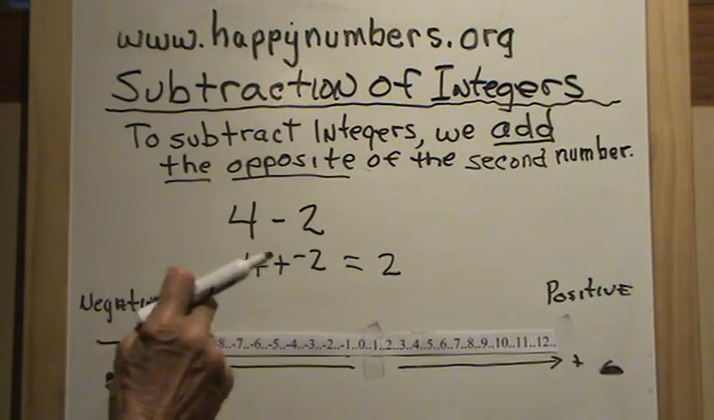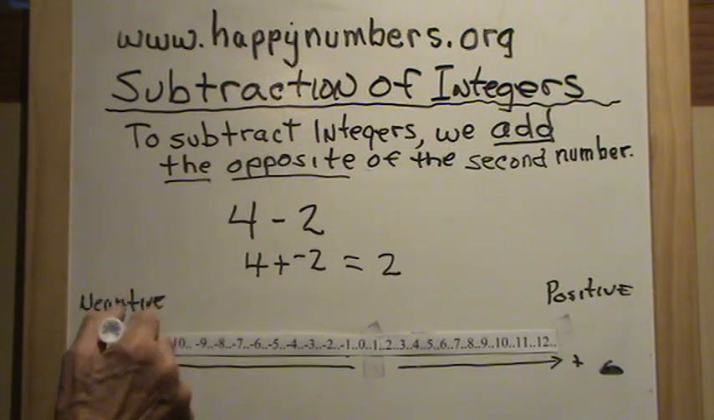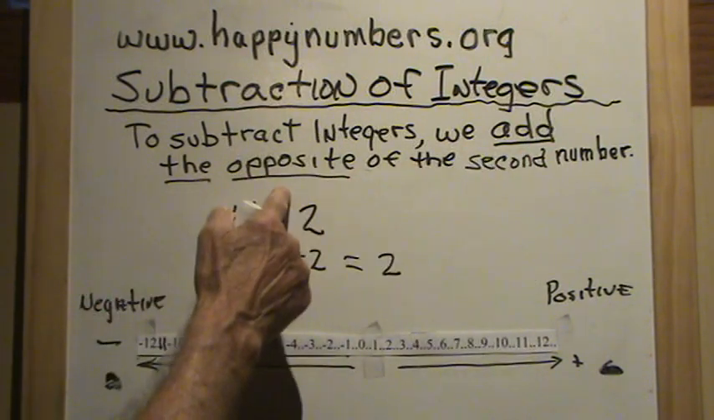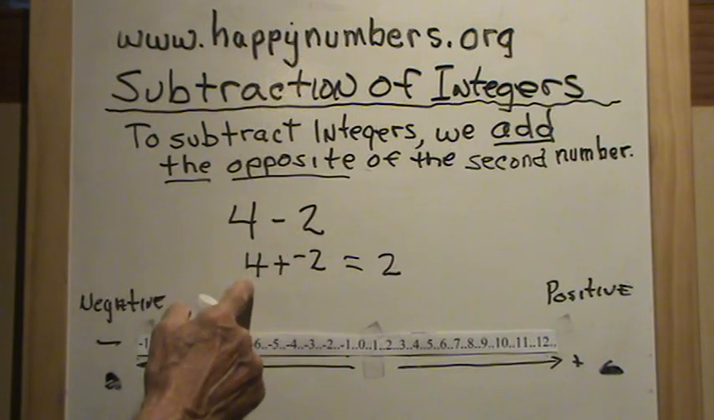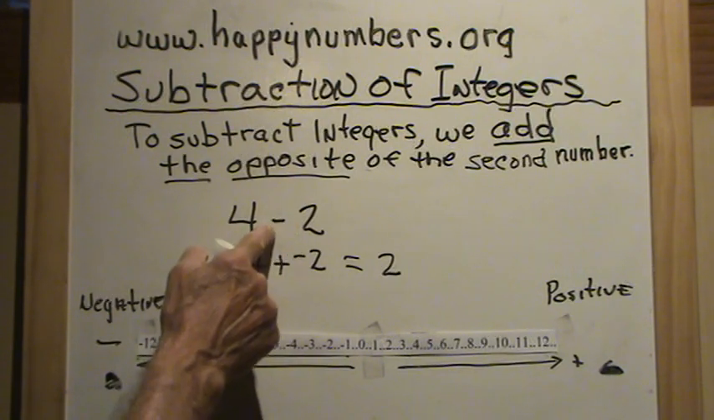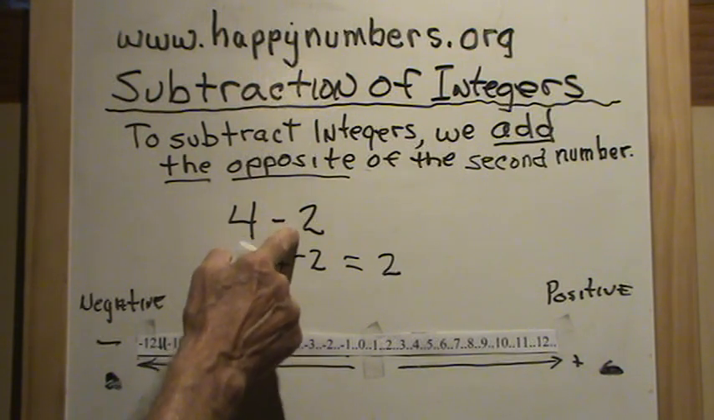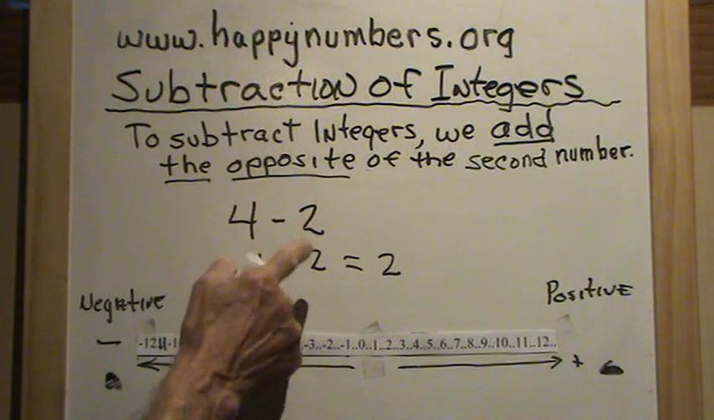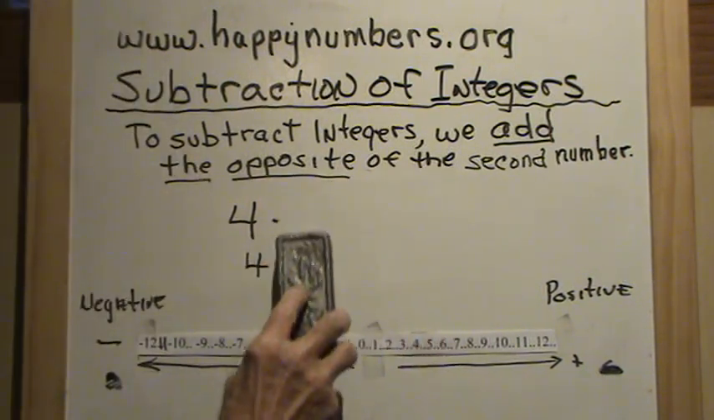But keep in mind, when we're subtracting integers or signed numbers, we add the opposite. So we have the problem, 4 minus 2. We need to rewrite the problem. 4, we change the subtraction to a positive. We're adding now. And we change the sign of the second number. This was a positive 2. It's a negative 2. Let's take a look at another problem.